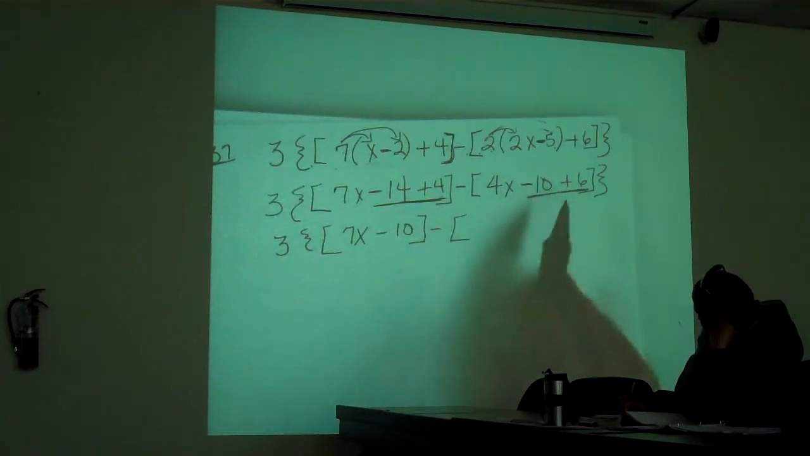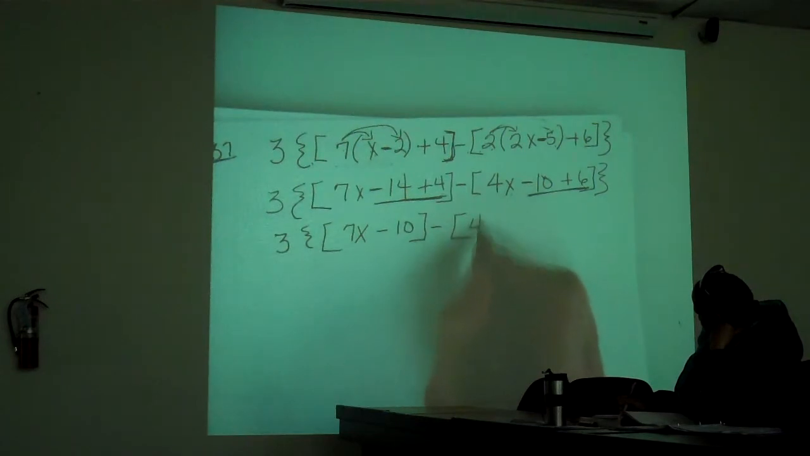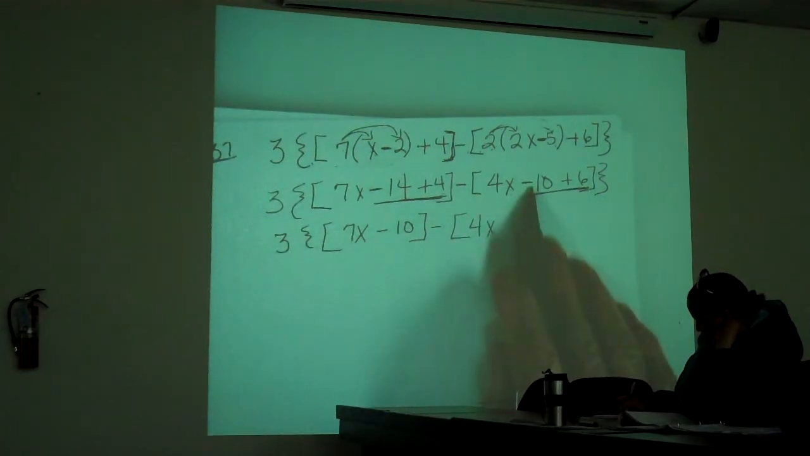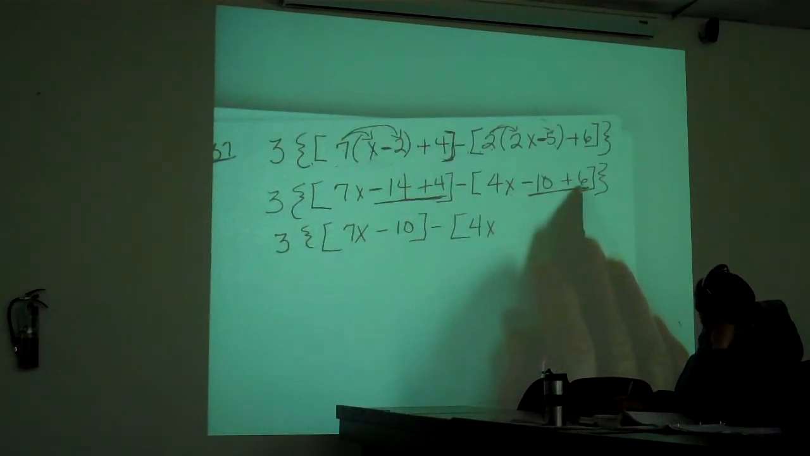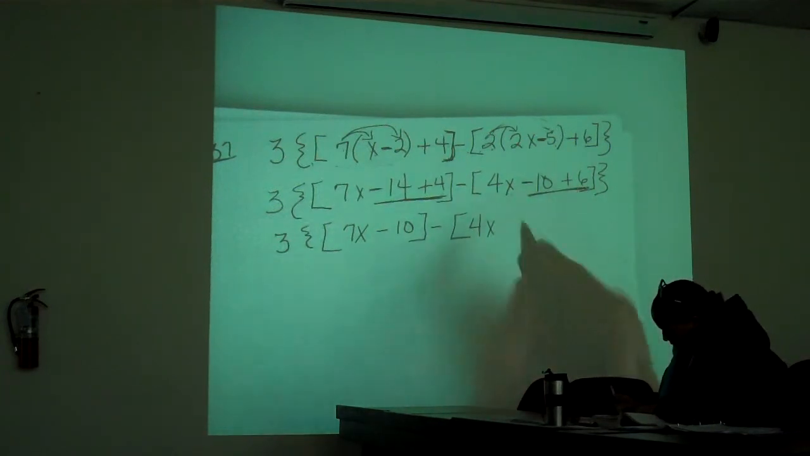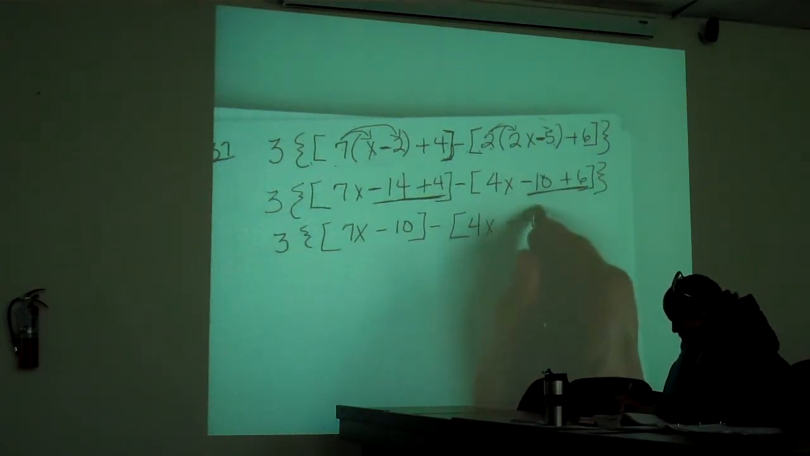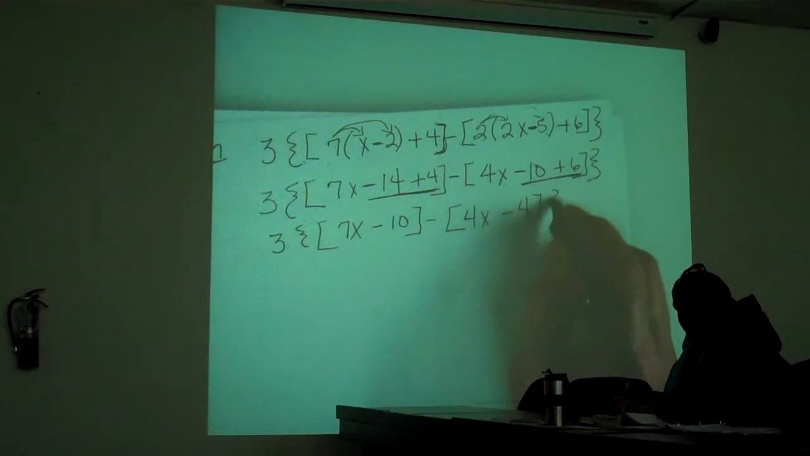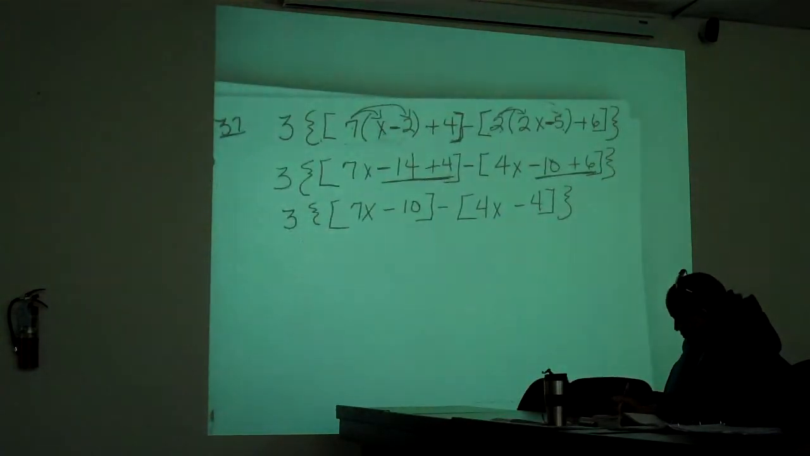4x doesn't combine with anything, so we leave the 4x. Minus 10 and positive 6. Negative 4, right? Minus 4, negative 4. They're the same thing. Okay.